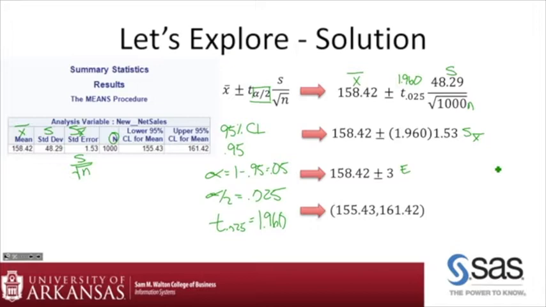Yeah. So I could have worked backwards and started with my confidence interval, right? And if I have my upper confidence limit, and I subtract my mean, 161.42 minus 158.42, I get 3, which is my margin of error. So even though SAS doesn't directly give me a margin of error, I can calculate a margin of error.